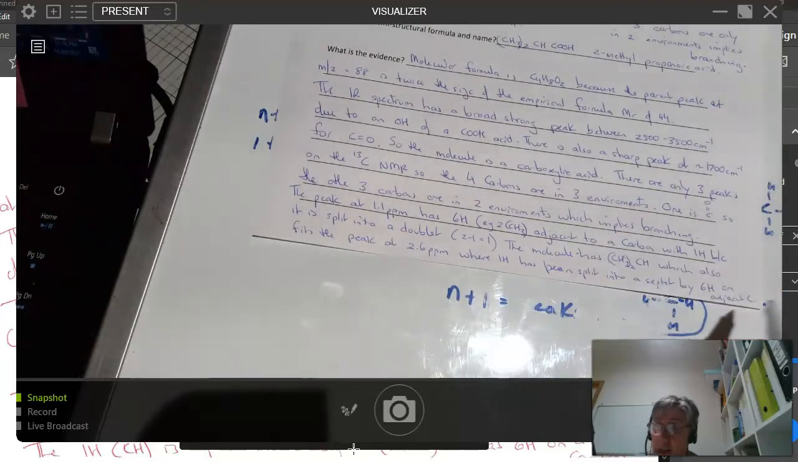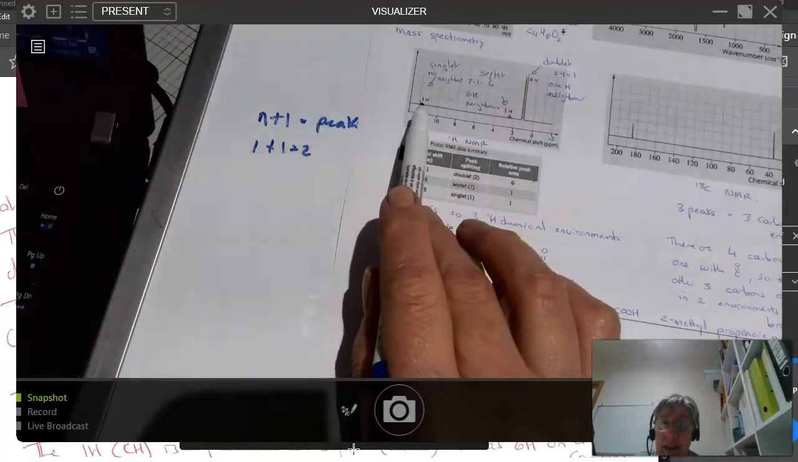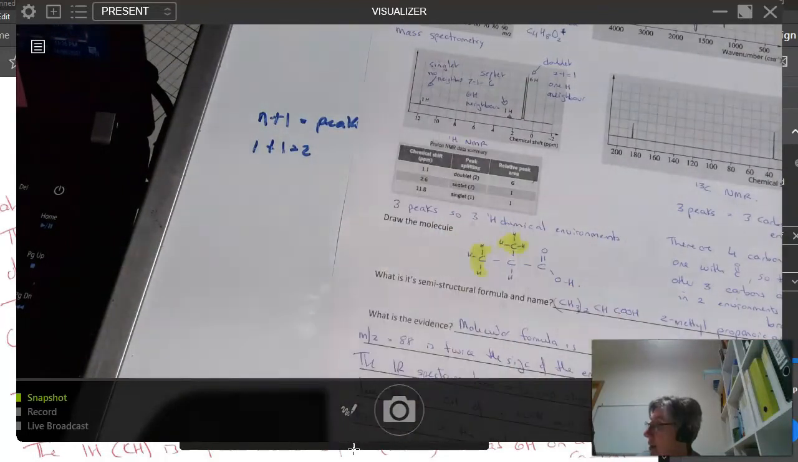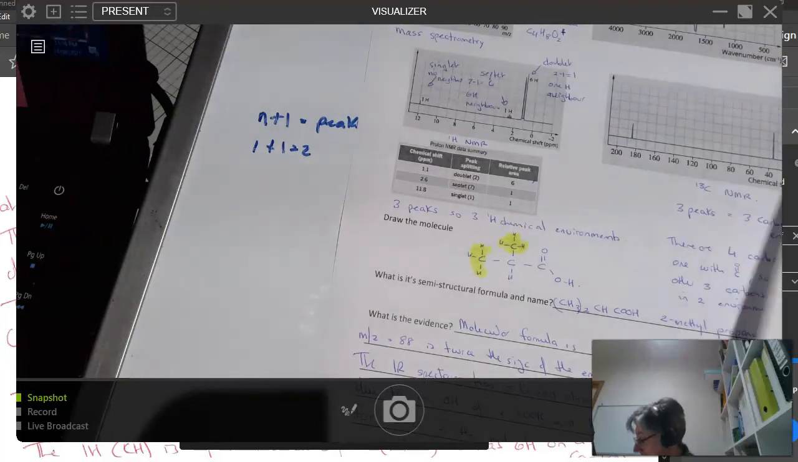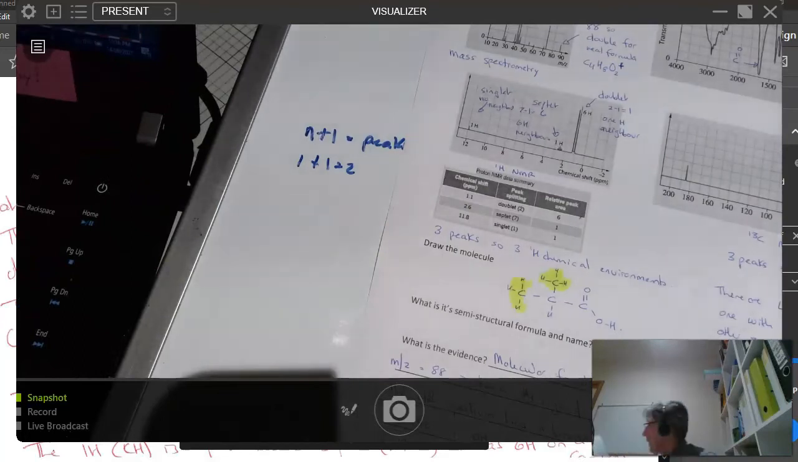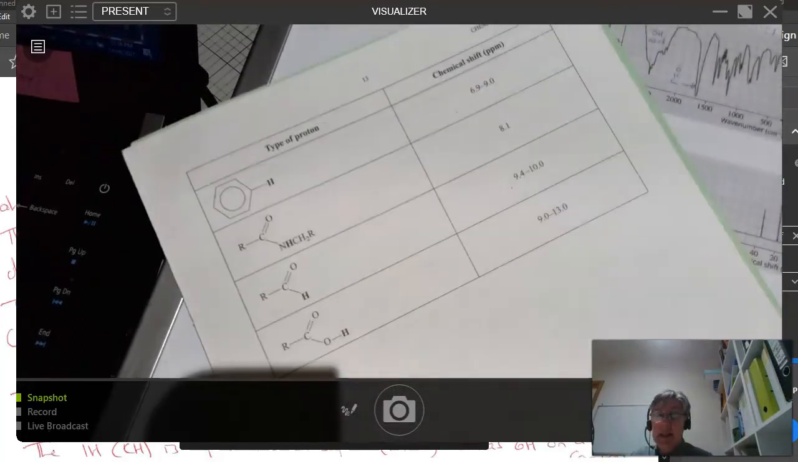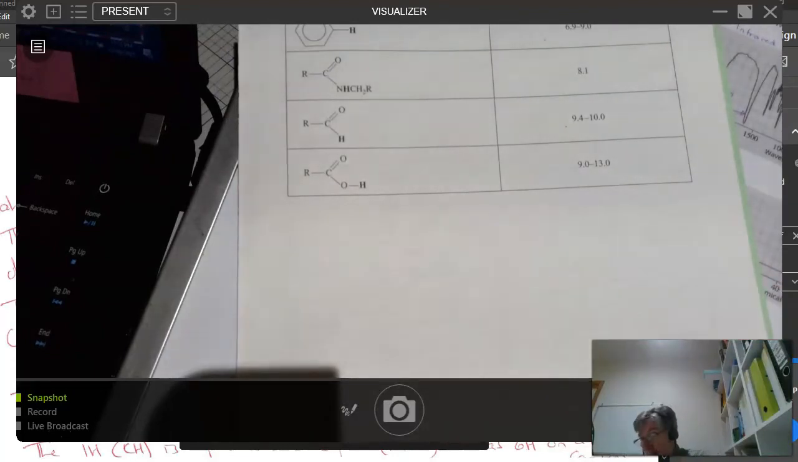And then I've run out of room, but the last thing that you could say is that you've got a singlet way up here, and the only thing that you would get a peak for right up there is a carboxylic acid hydrogen. Carboxylic acid is the only one that has a peak right up there. Okay.